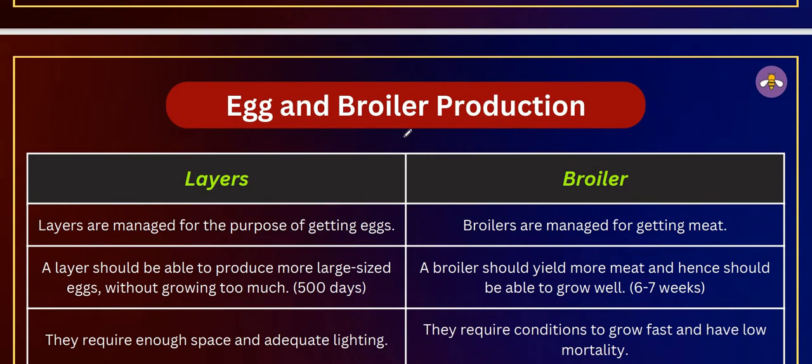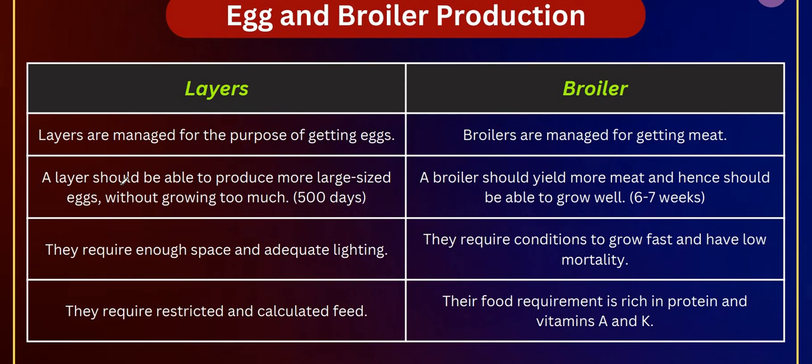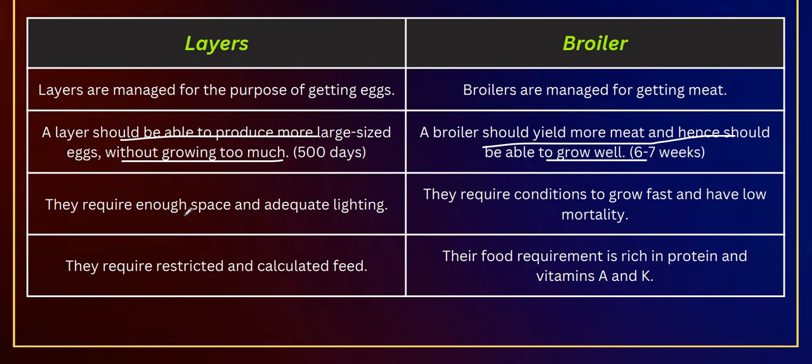Egg and broiler production. Layers are managed for the purpose of getting eggs, and broilers are managed for meat. Layers should be able to produce more and more eggs of large size without growing too much. Broilers should give more meat and hence should be grown well. They require enough space and adequate lighting. They require conditions to grow fast and have low mortality.